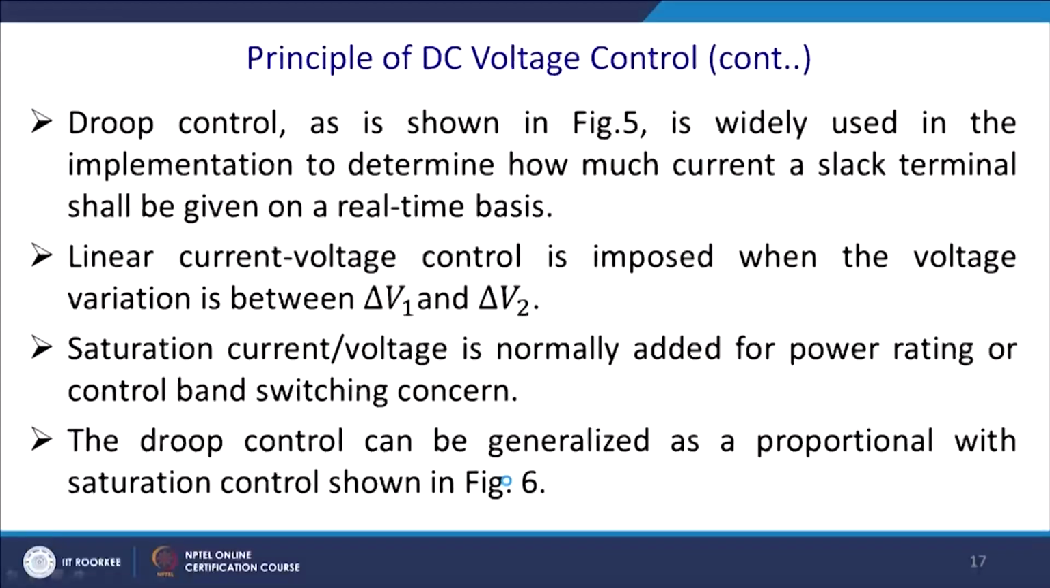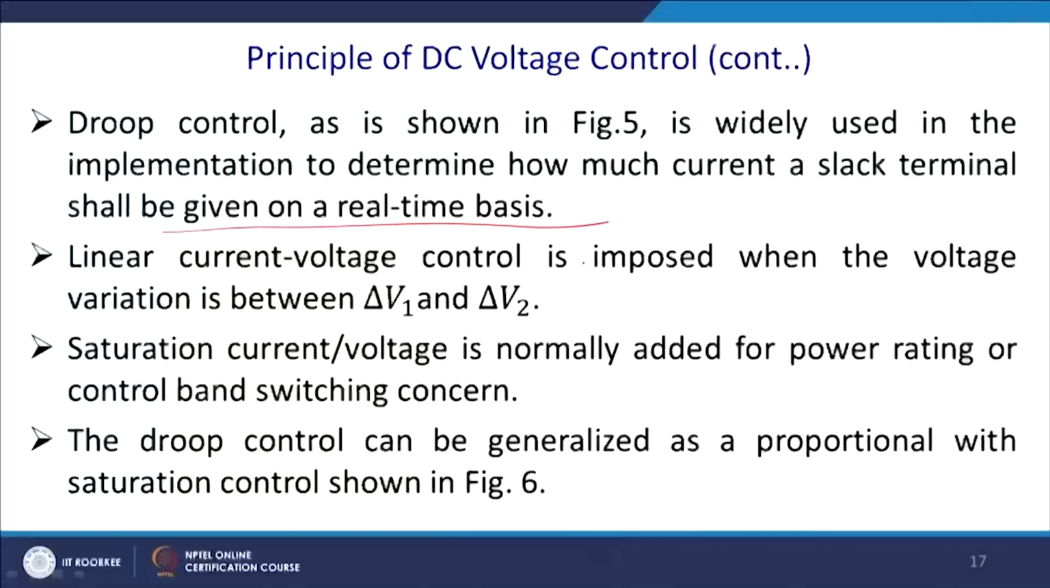Droop control, as shown in figure 5, is widely used in implementation to determine how much current a slack terminal shall give on a real time basis. Please recall your power system analysis, you have slack buses. So, in this case we have a slack terminal. Linear current voltage control is imposed when the voltage varies between V1 to V2. So, you can have a linear control, which works very fine in this system.